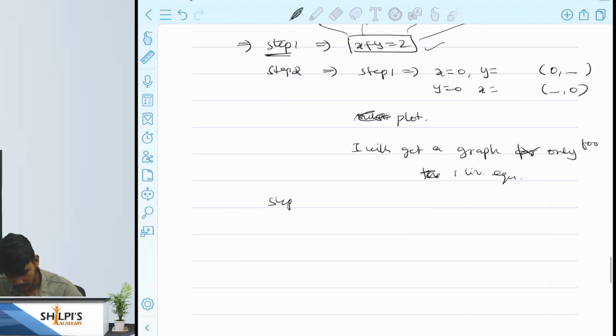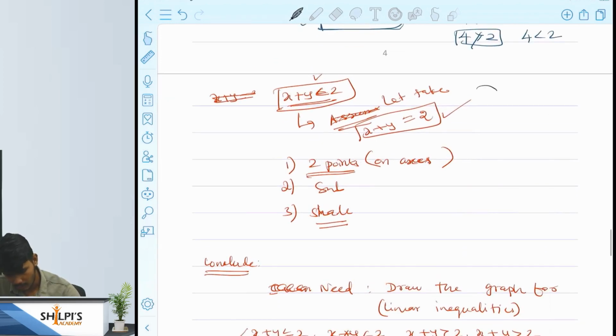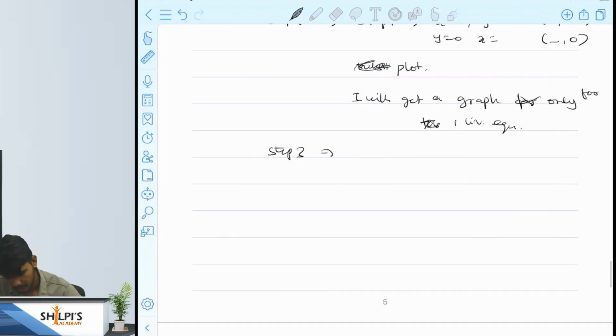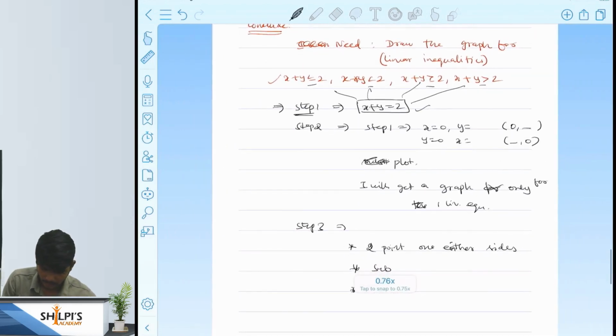Step 3 is what we said in this part. In step 3, I will take 2 points from each side, and I will substitute those 2 points and I will shade. So this is how we will draw the graph for linear inequalities.